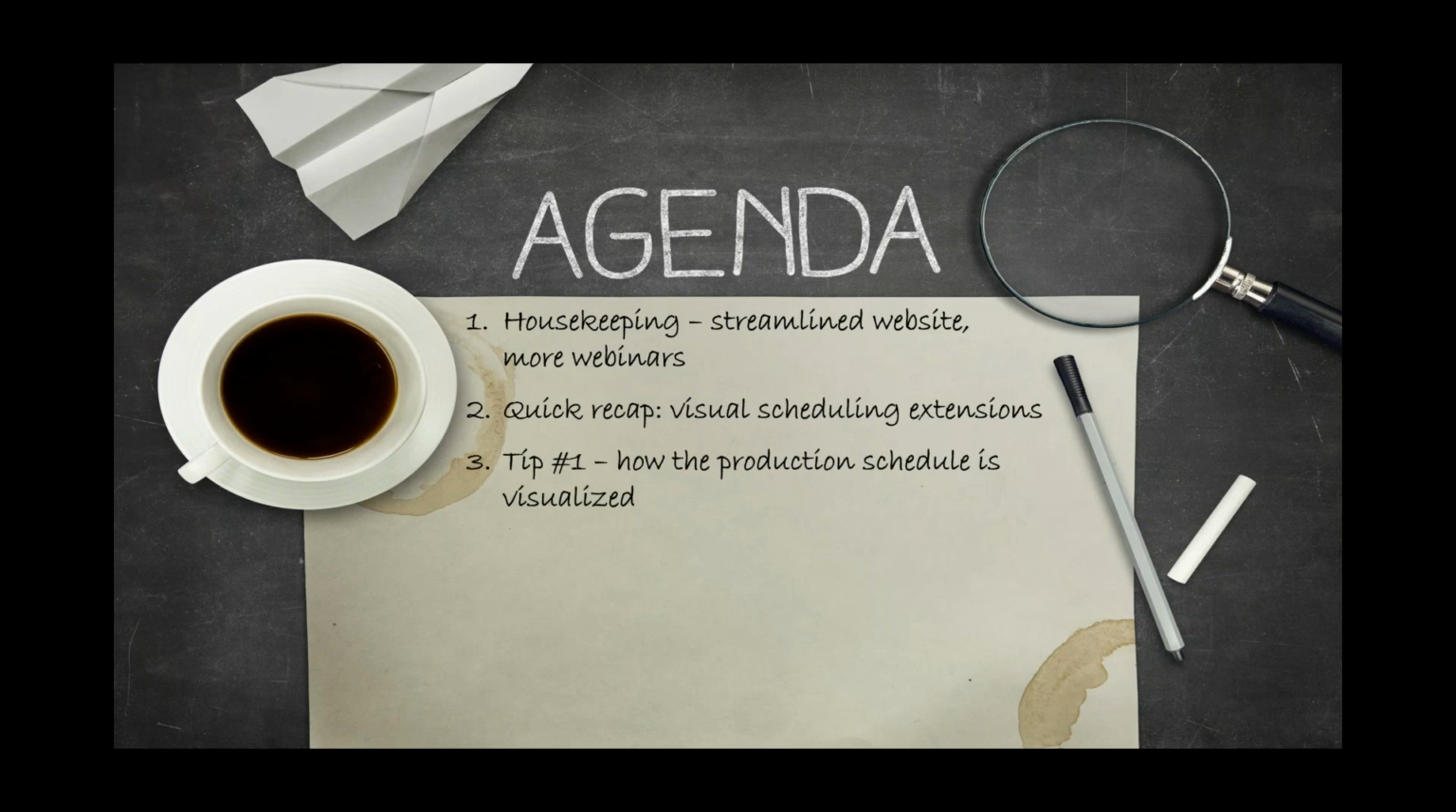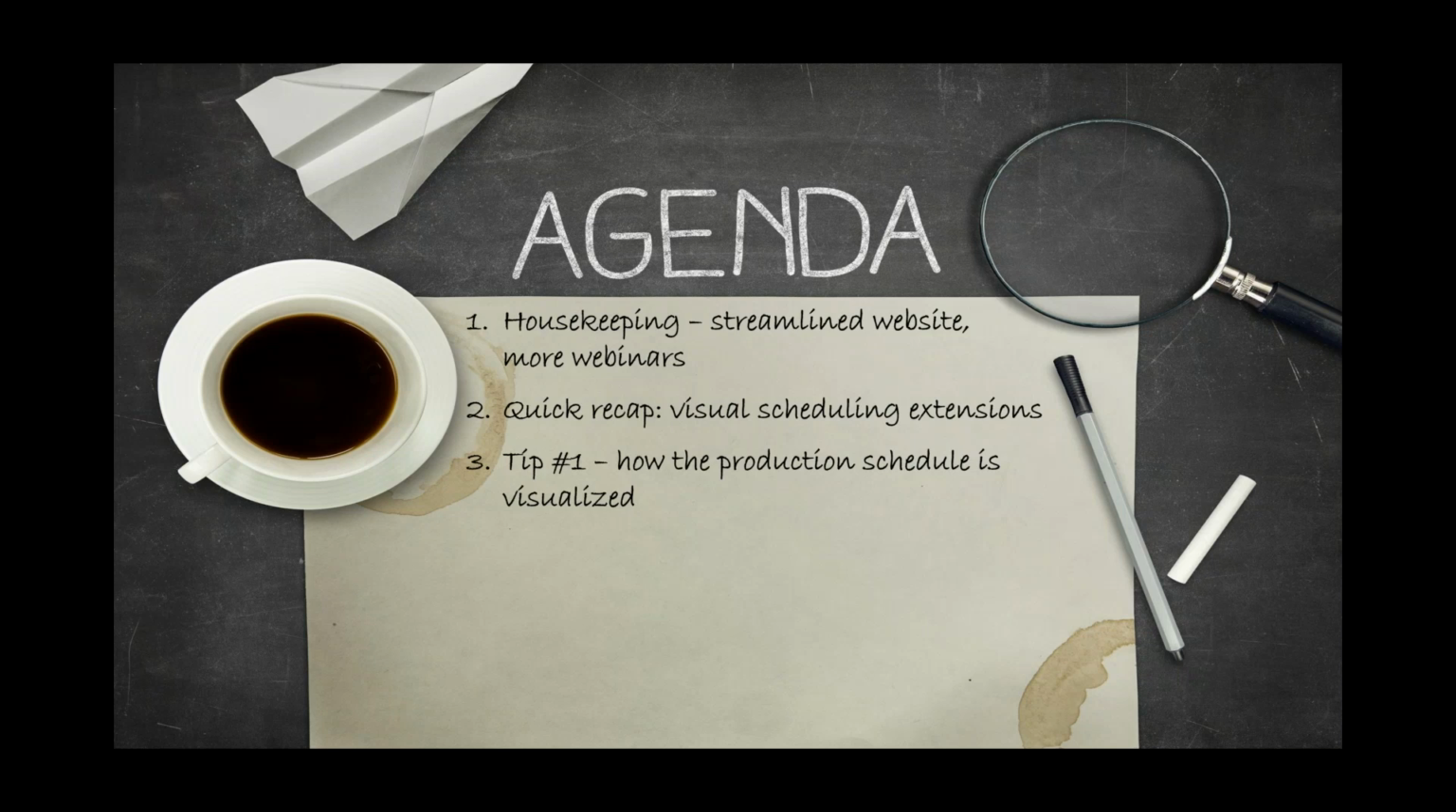Then I will do a recap on our visual scheduling extensions, and after that we come to the demo part of this webinar, which will be the big part, and I will go into three tips in order to make you familiar with visual production scheduling and some of its basics. As I said, this is really an introductory level webinar, for those who are either new to the visual production scheduler and visual production scheduling for Business Central, or who looked at our product maybe two or three years ago and need a refresher.